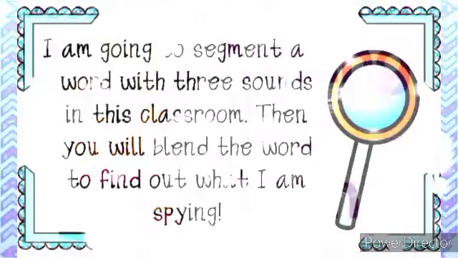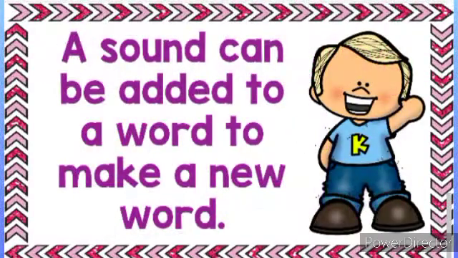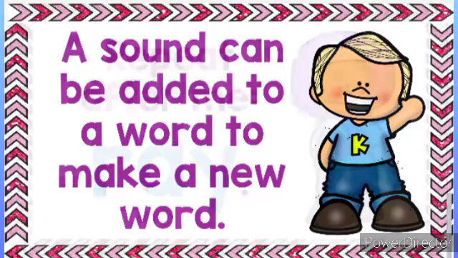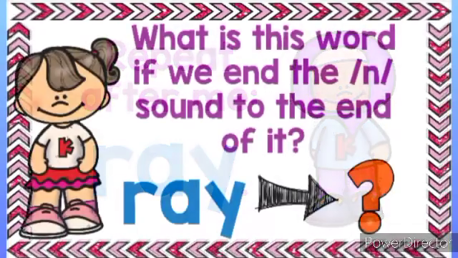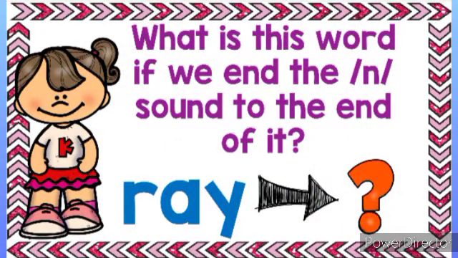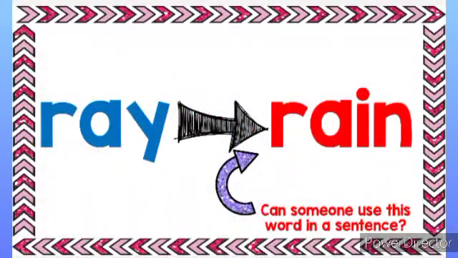The next activity is adding a sound. A sound can be added to a word to make a new word. Let's find out how this is done. Say this word after me. Ray. Ray. Now, let us add the sound N to the end of the word. Ray, N. Lovely. It gives rain. We turn the word ray into rain.